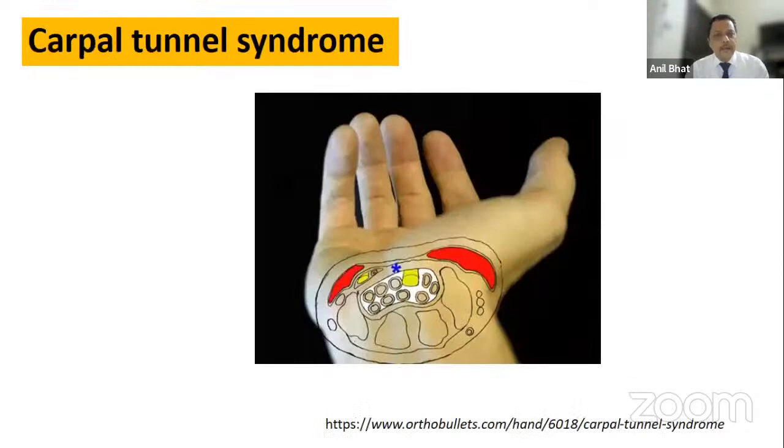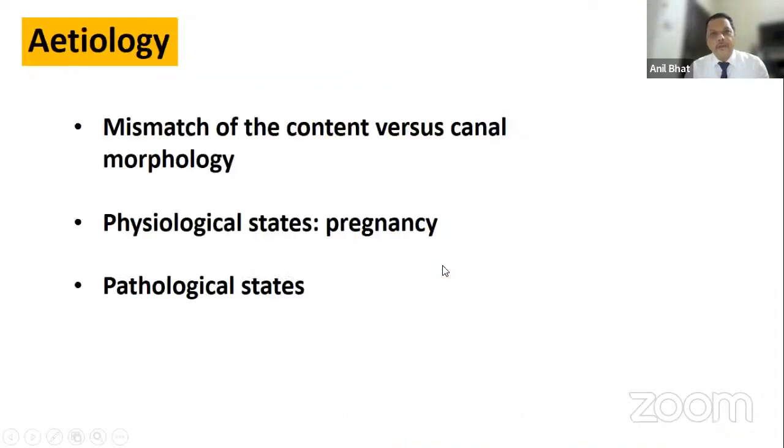The first one is carpal tunnel. A beautiful diagram from OrthoBullets, and I took this diagram just to show how nicely the 3D anatomy can be seen here. You always ask how many tendons, and in carpal tunnel we always say 9 tendons and 1 nerve, and the nerve is the only thing which can get compressed by the transverse carpal ligament here. And all of you know the causes.